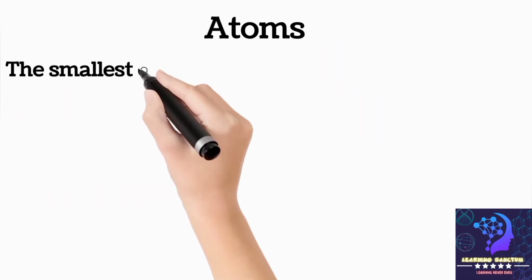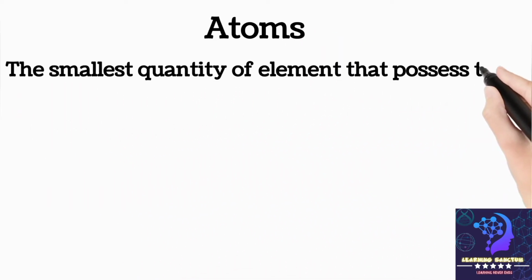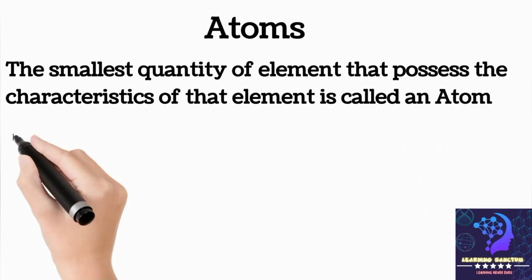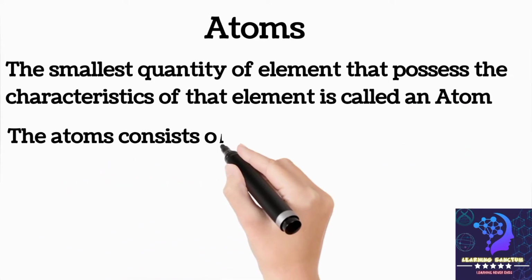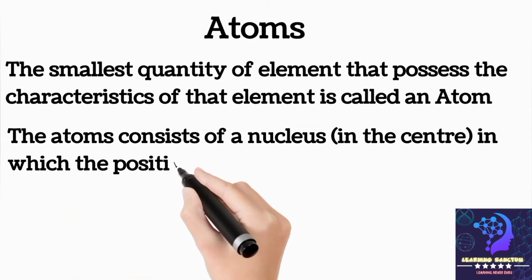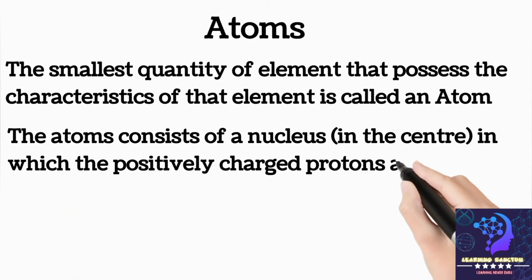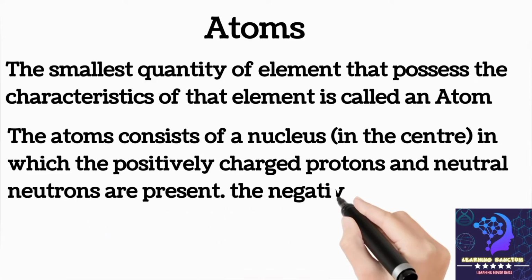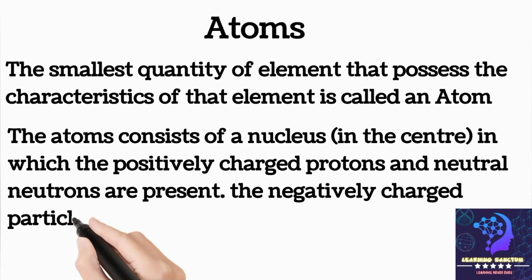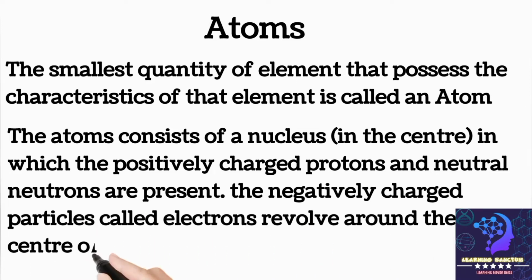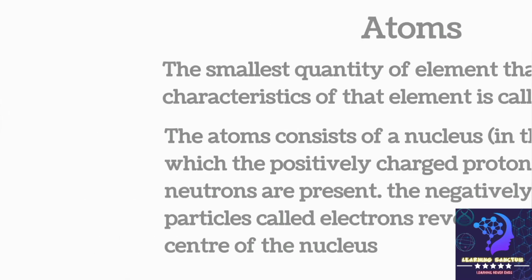Atoms. The smallest quantity of an element that possesses the characteristics of that element is called an atom. The atom consists of a nucleus in the center in which the positively charged protons and neutral neutrons are present. The negatively charged particles called electrons revolve around the center of the nucleus.